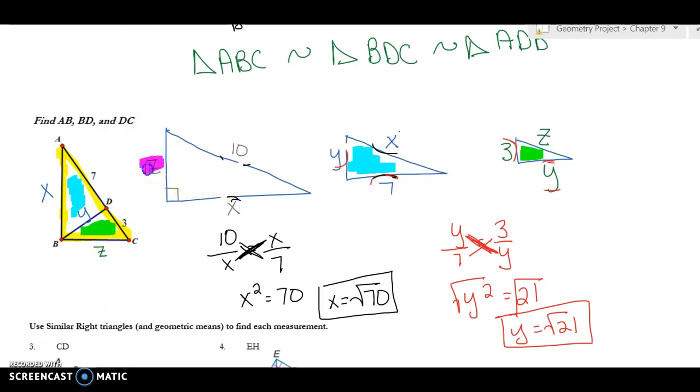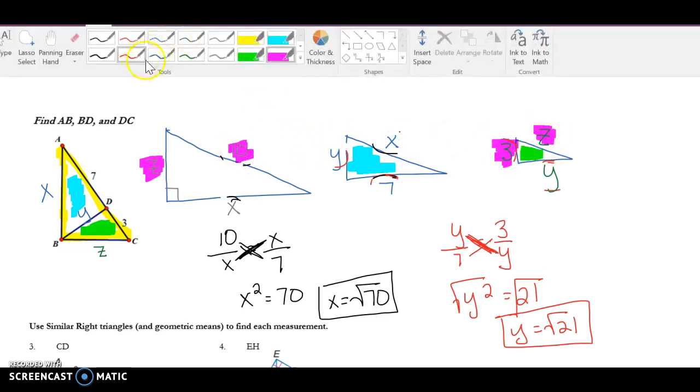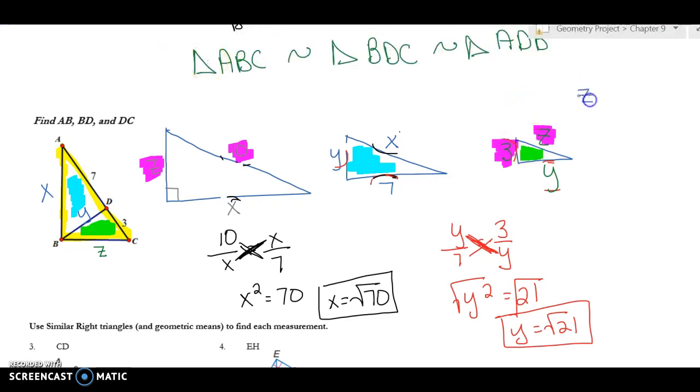Okay, so here's my Z, and then here's my other Z. So this Z is in the same place as 3, and this Z is in the same place as 10. So that's what I'm going to use. And so I'm going to have Z over 3 is the same as 10 over Z.